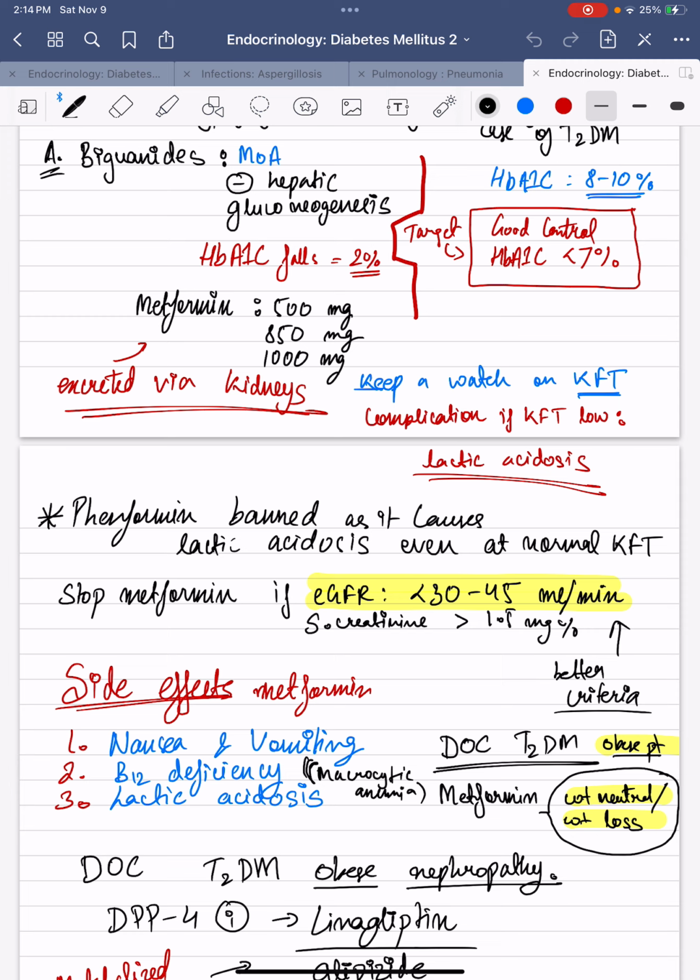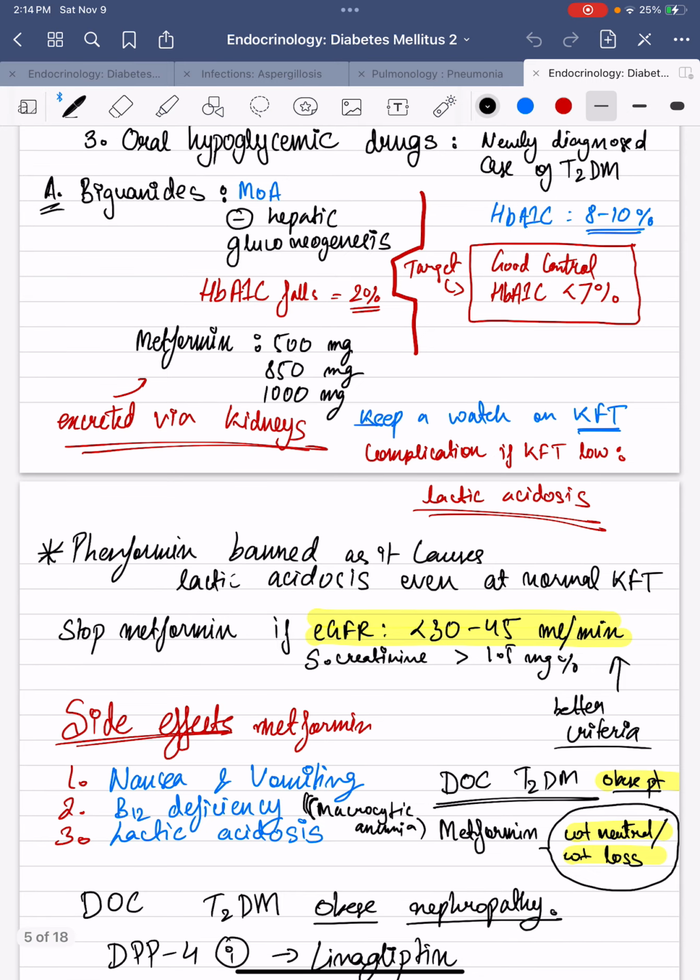Biguanides: the mechanism of action is that they inhibit hepatic gluconeogenesis, and because of these drugs, HbA1c levels can fall as far as 2%. We know the target for good control of HbA1c in diabetic patients is below 7%, and as biguanides decrease the level by 2%, they are really helpful in diabetic patients.